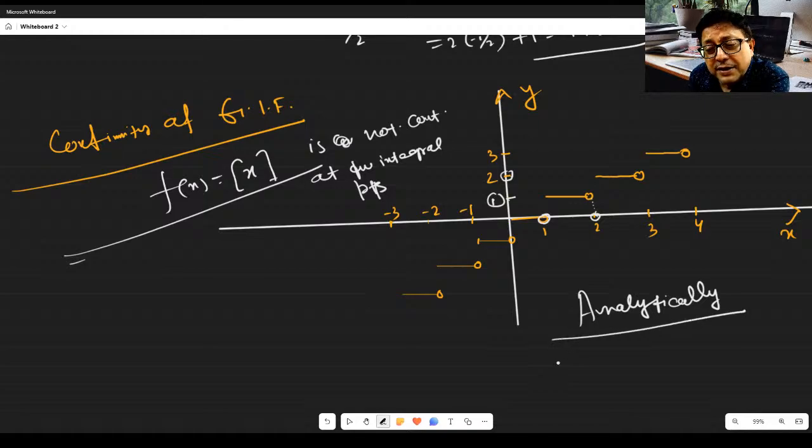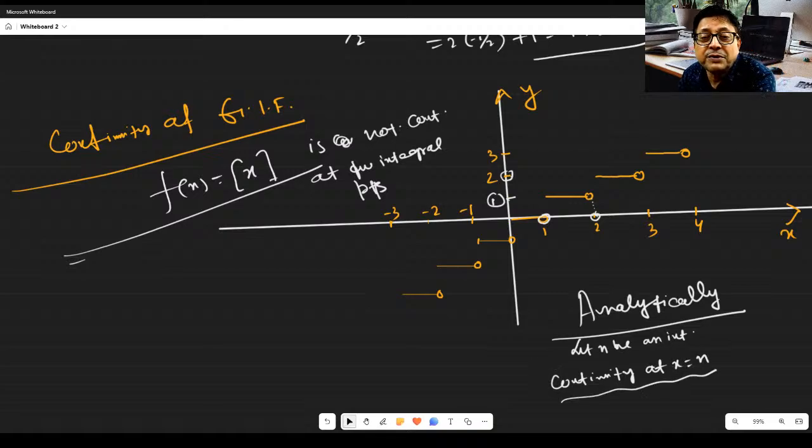Analytically, let n be an integer. So continuity at x equal to n we want to discuss. At x equal to n, will it be continuous or not? At x equal to n, the function will not be continuous.